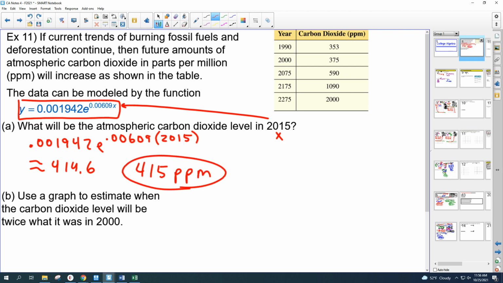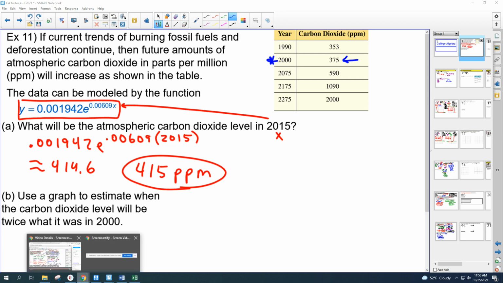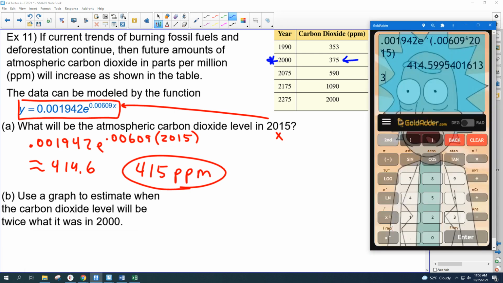Part B says use a graph to estimate when the carbon dioxide will be twice what it was in 2000. If you look at 2000, we can see that it's 375. So take that times 2, 375 times 2. We want to know when it reaches 750. And so you can think about where it's at 750.